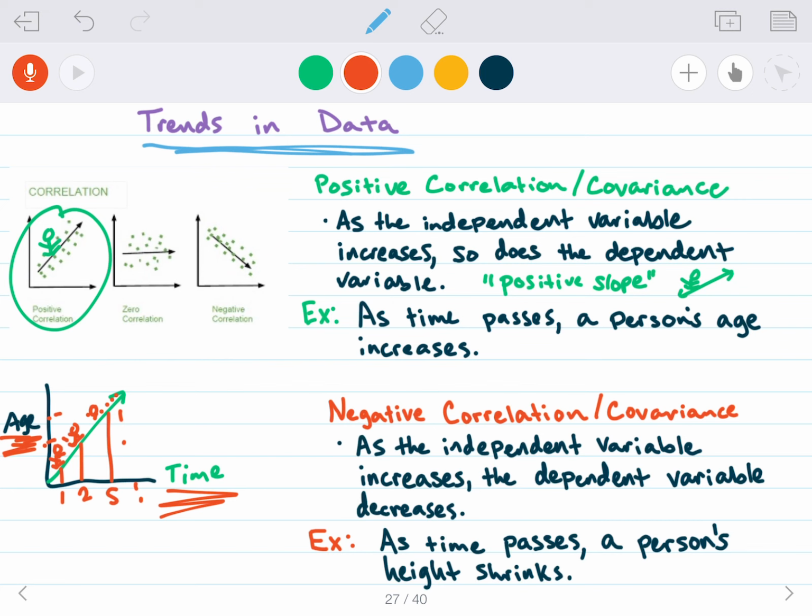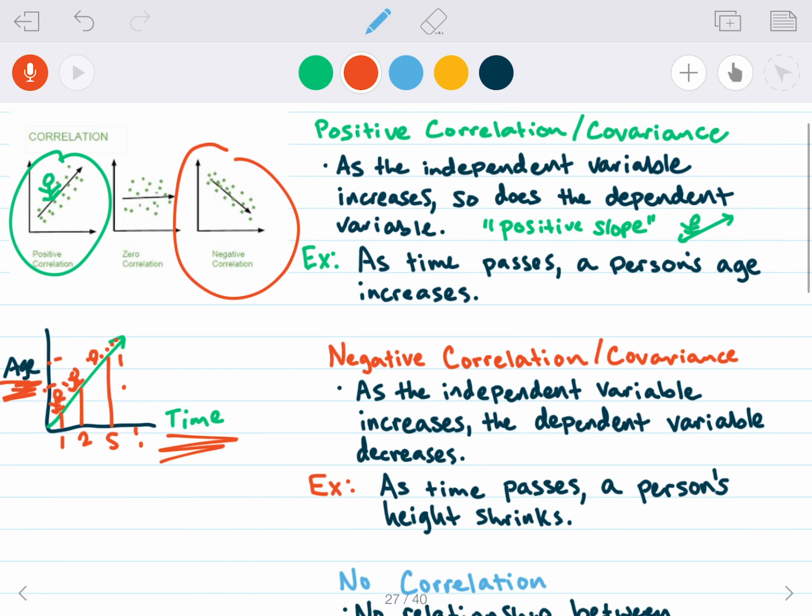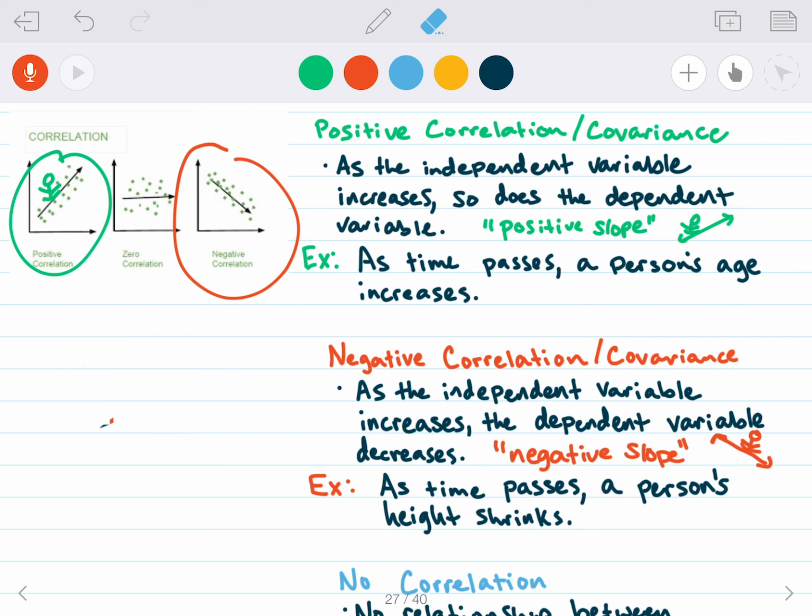Now, negative correlation means the exact opposite. Negative correlation says, hey, as time increases, the height decreases. So we can think of this as negative slope. Negative slope we can think of as a line that slopes downward. So if we put a person on it, they would be walking down a mountain. That's how I like to think about it, kind of simply like that. So it's the exact opposite of what we had for positive correlation.